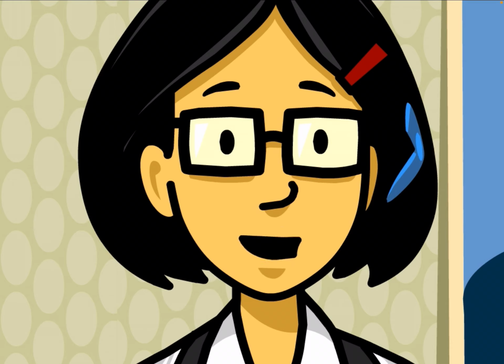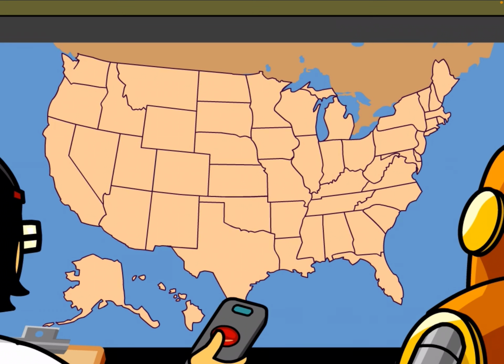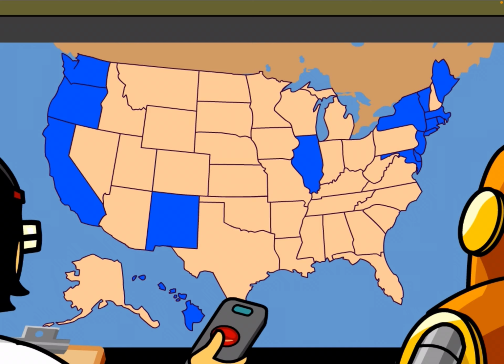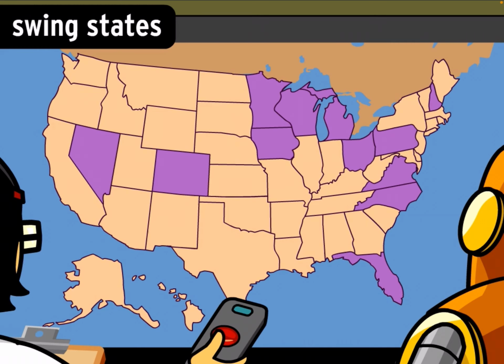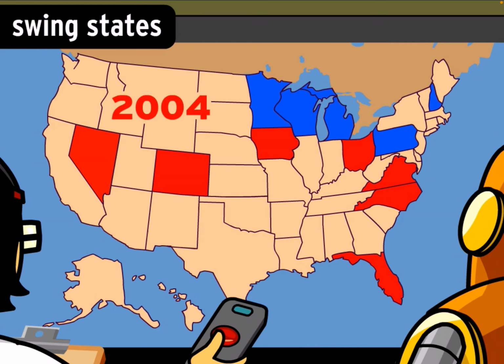States tend to stick with one party or the other for a while. A Democratic candidate can usually count on winning these solid blue states, and Republicans can count on the red states. Swing states are the real battlegrounds of a campaign. They swing back and forth between parties from election to election, so their electoral votes tend to swing elections one way or the other.